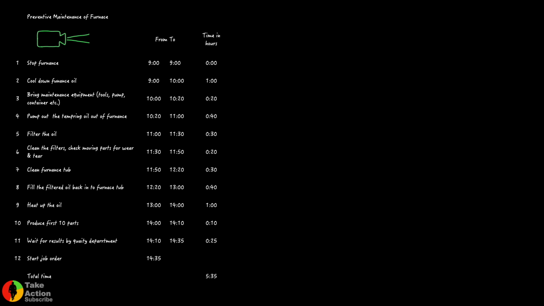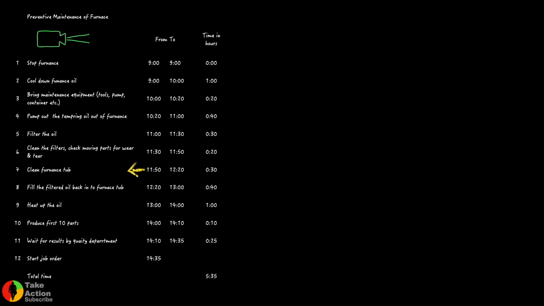Let's go through these 12 main activities very quickly. The furnace is being stopped, activity number 1. Activity number 2, we are waiting for the oil of the furnace to cool down so that it comes to room temperature. Activity number 3, the maintenance guy is collecting his equipment. Activity number 4, we are pumping the tempering oil out of the furnace. Activity number 5, we are filtering that oil. Activity number 6, we clean the filters and inspect the moving parts for any wear and tear.